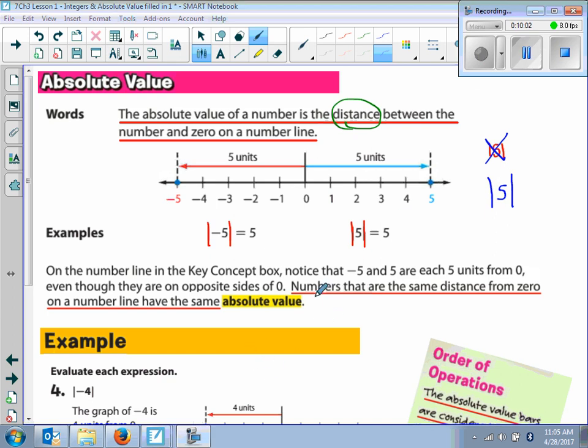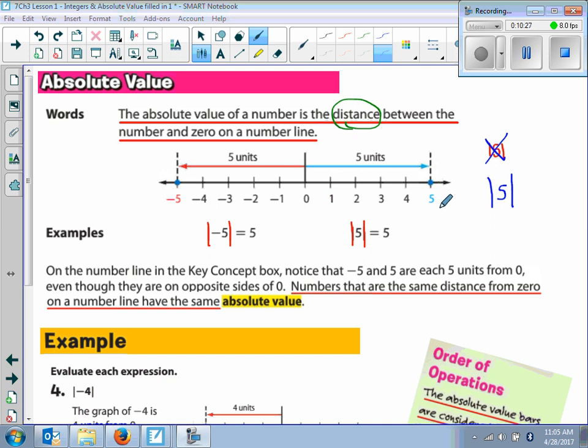Now, numbers that have the same distance from 0 on a number line have the same absolute value. Okay, so if it's 5 units away in the negative direction, it's still 5 units. If it's 5 units in the positive direction, it's still 5 units away from 0 on the number line. So that means that negative 5 and positive 5 have the same absolute value.